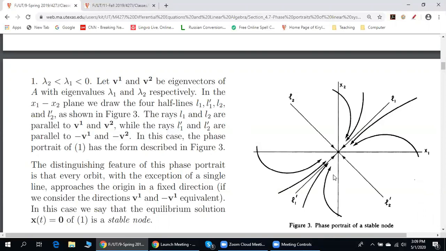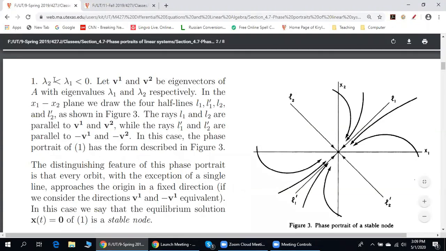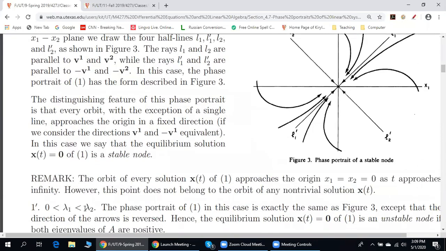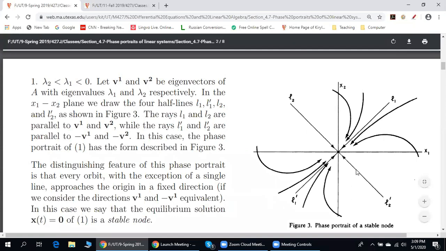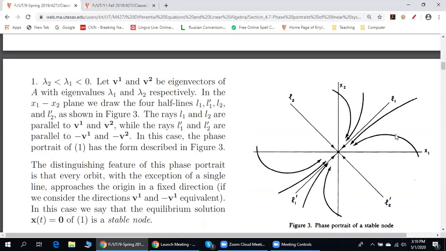Of course, here on this picture, we have few out of infinitely many orbits, but essentially shapes of orbits resemble the curves from this picture. Another important thing, since both eigenvalues are negative, all arrows point towards the origin. Subcase number 2, if both eigenvalues are real, distinct, and positive, we'll have same picture, but the arrows will point in the opposite direction, away from the origin. Any questions here?